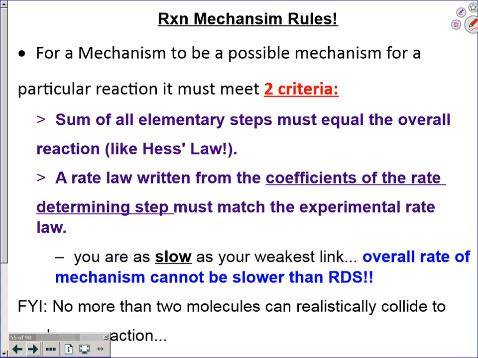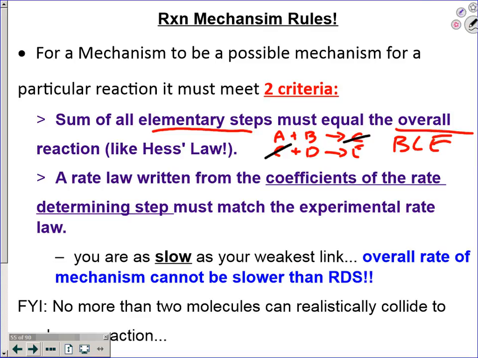If all the elementary steps, doesn't matter how many you have, sum to equal the overall balanced chemical equation, then yes, this mechanism is possible for this overall reaction. Remember in Hess's law where you had A plus B yields C, C plus D yields E, we would cancel things on the left and right? You can do the same process here. You could cancel C with C and then sum them together to be A plus B plus D yields E. You could sum them up as you did in Hess's law. So that's the first one.